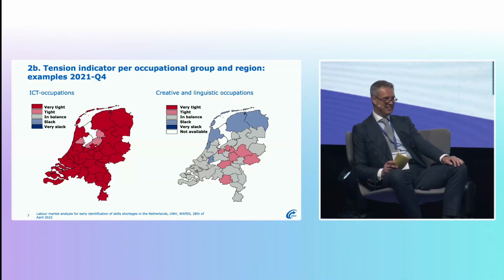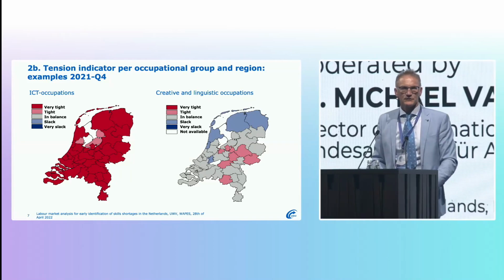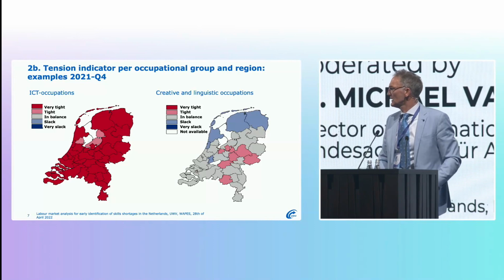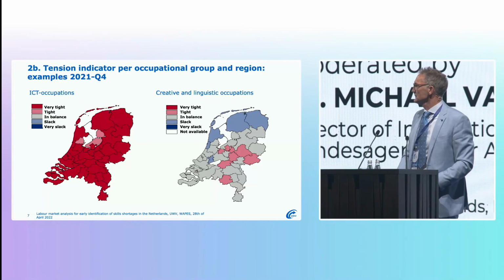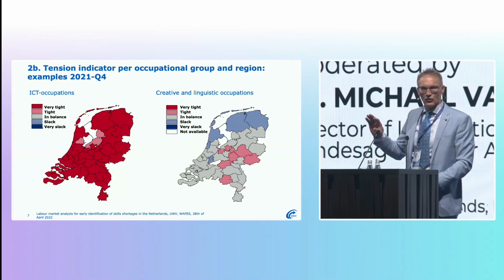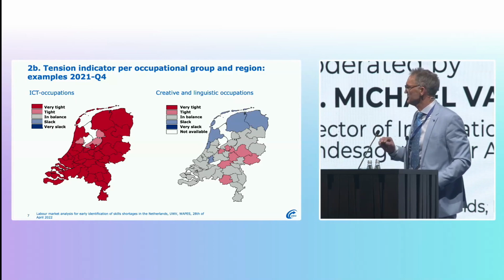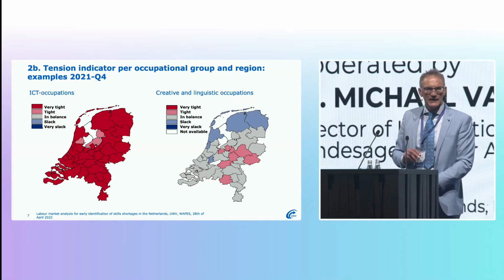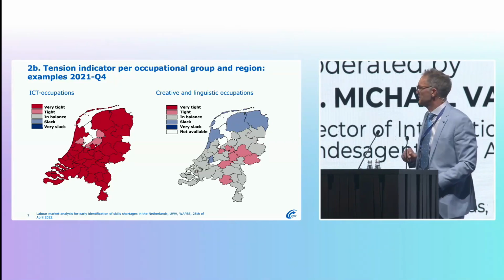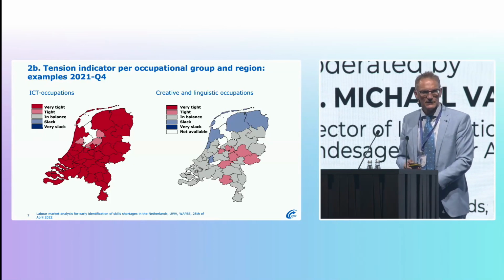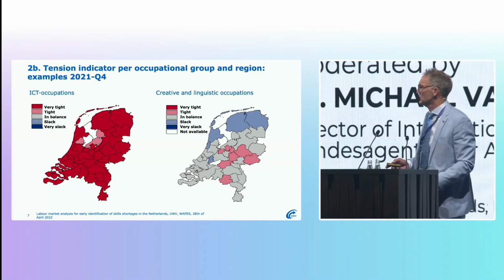On the other hand, on the right side, you see the more creative and linguistic occupations. Well, it's a diverse picture. In some regions in the north, it's a slack labor market. In some regions, it's a tight labor market. And in most of the regions, the labor market is in balance. So there are pretty high regional differences, but you don't see those regional differences in the IT occupations.